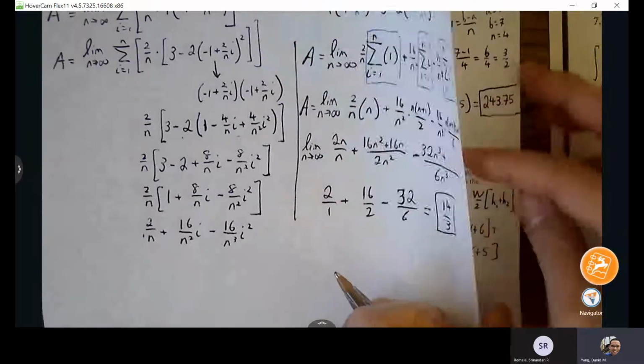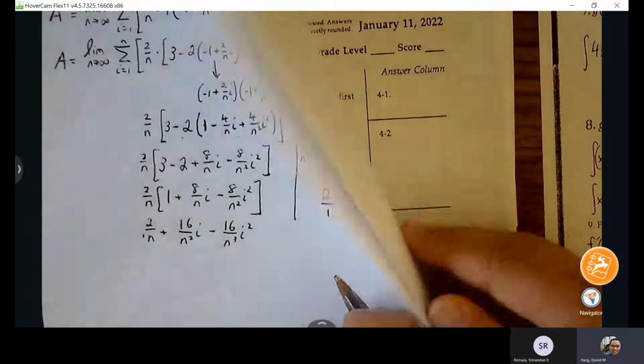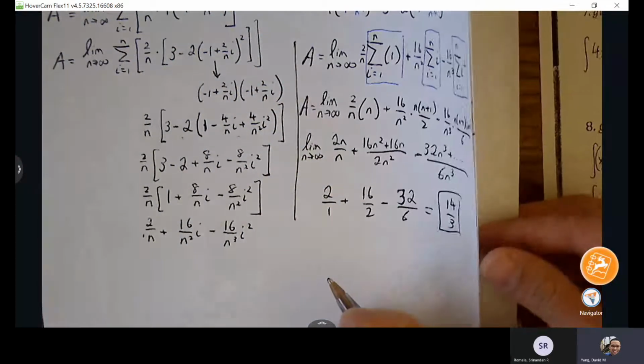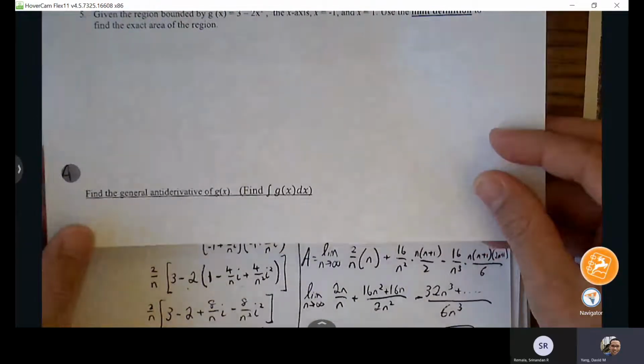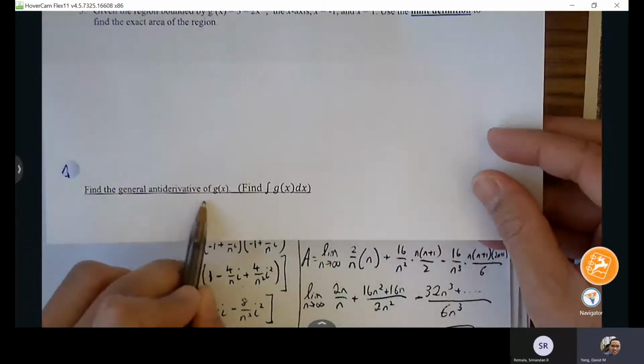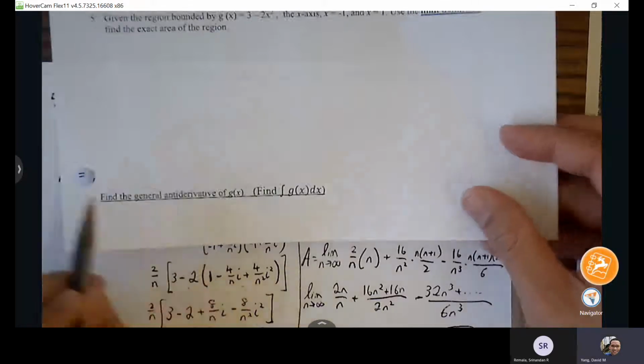Okay, back page. The directions got cut off at the bottom here. The direction says find the general antiderivative of g of x. Okay.